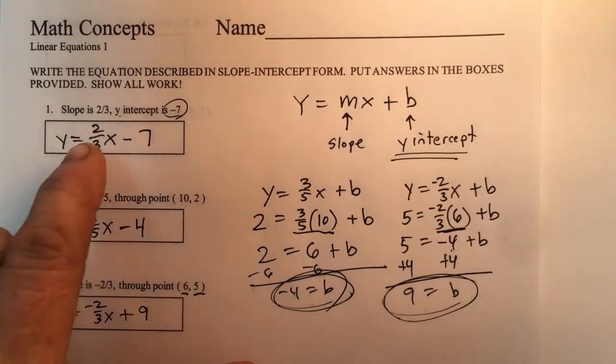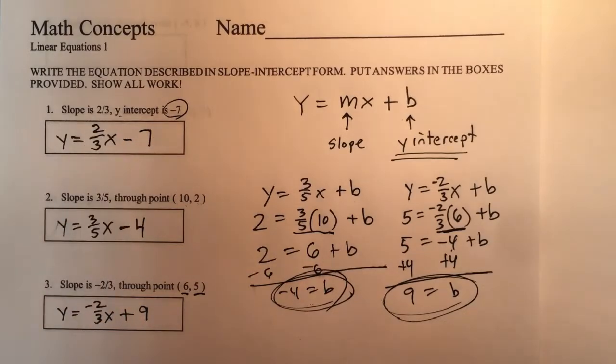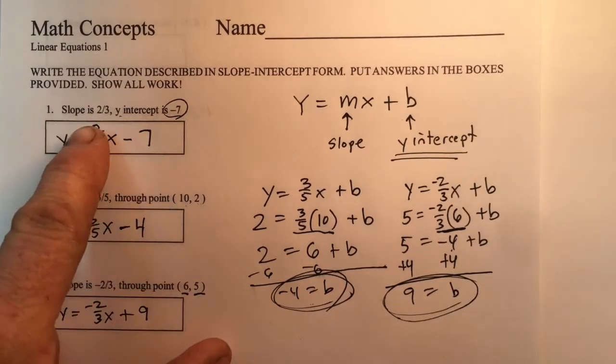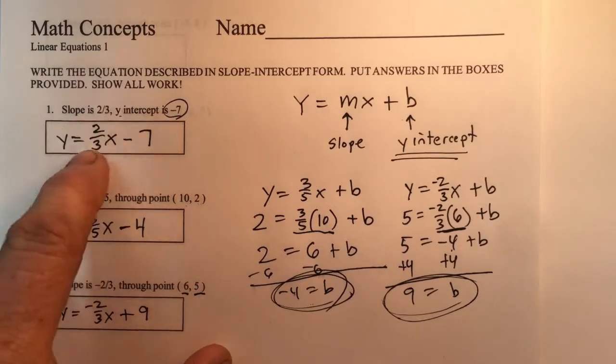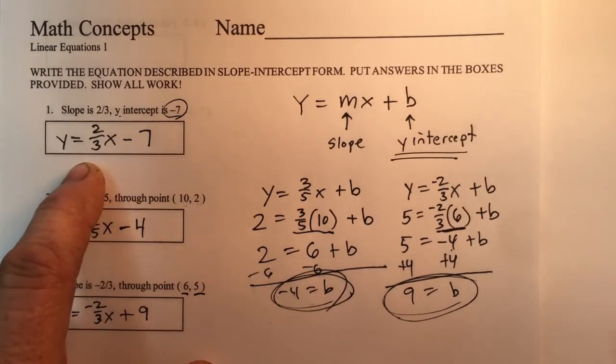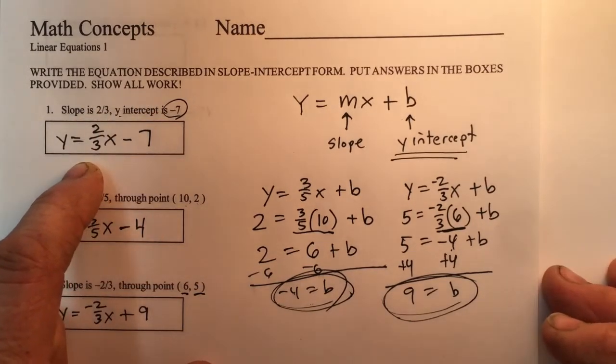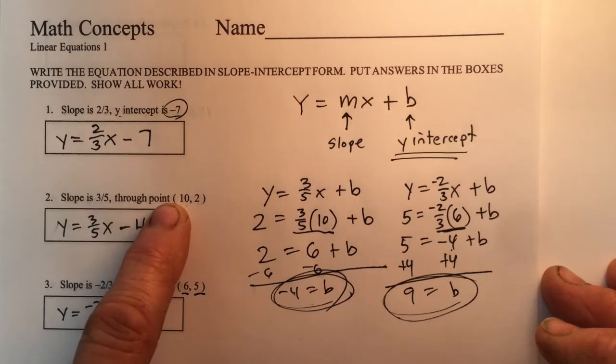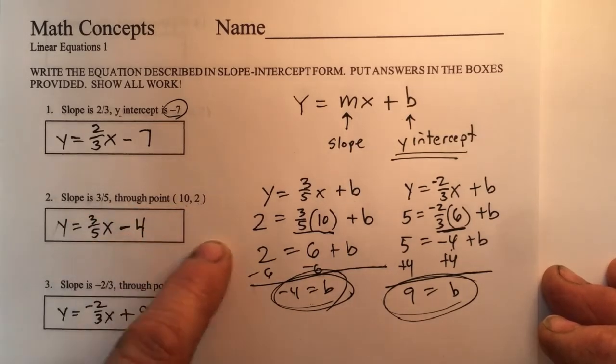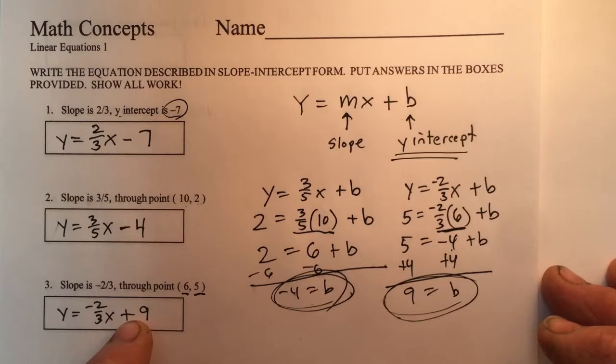So sometimes you have your two things. You've got to have the slope and the y-intercept. So here's my slope and y-intercept. I got both of them. So bam, bam, there's my equation. No work involved in that one. Sometimes you got the slope, but you got a point, so you need to figure out what the y-intercept is. So that's what we did here with these two problems.